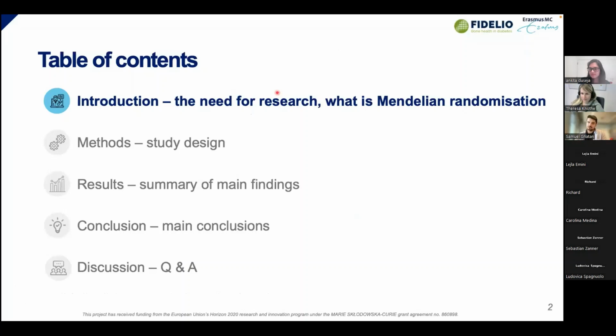So this is just an overview of what I'll speak about today. In the introduction, I'll talk about why there's a need for more research in this topic. What is Mendelian randomization? I'll then move on to the methods and the study design in this project. Discuss with you through the results and summary of main findings. And then I'll move to the conclusions actually, and then I thought we can do the discussion as a group right at the end. We have a lot of time at the end, so we can discuss together what the results mean.